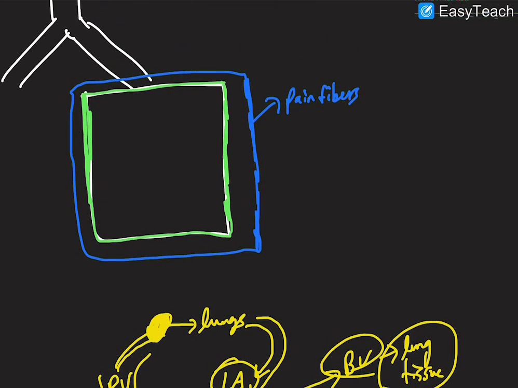So if you get infarction of your lung tissue, that infarcted tissue can irritate your pleura, especially your parietal pleura. And if you get irritation of your parietal pleura, you have pain fibers that supply it, like your intercostal nerves, right? So then that can lead to pleuritic chest pain. And if you have enough irritation of your parietal pleura, that can lead to leakage from local capillaries.